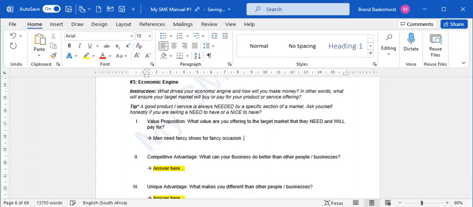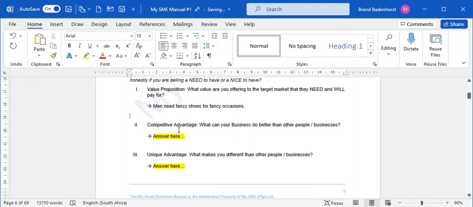Okay, so I am making a calculation that 75% of the men will need some sort of fancy shoe for their wedding one day. So that's going to be one of my calculations, as well as fancy dinners, etc. And I believe there's a need for this in the market, and I'm going to take a look at certain options when it comes to market research to basically show me that the idea is legitimate.